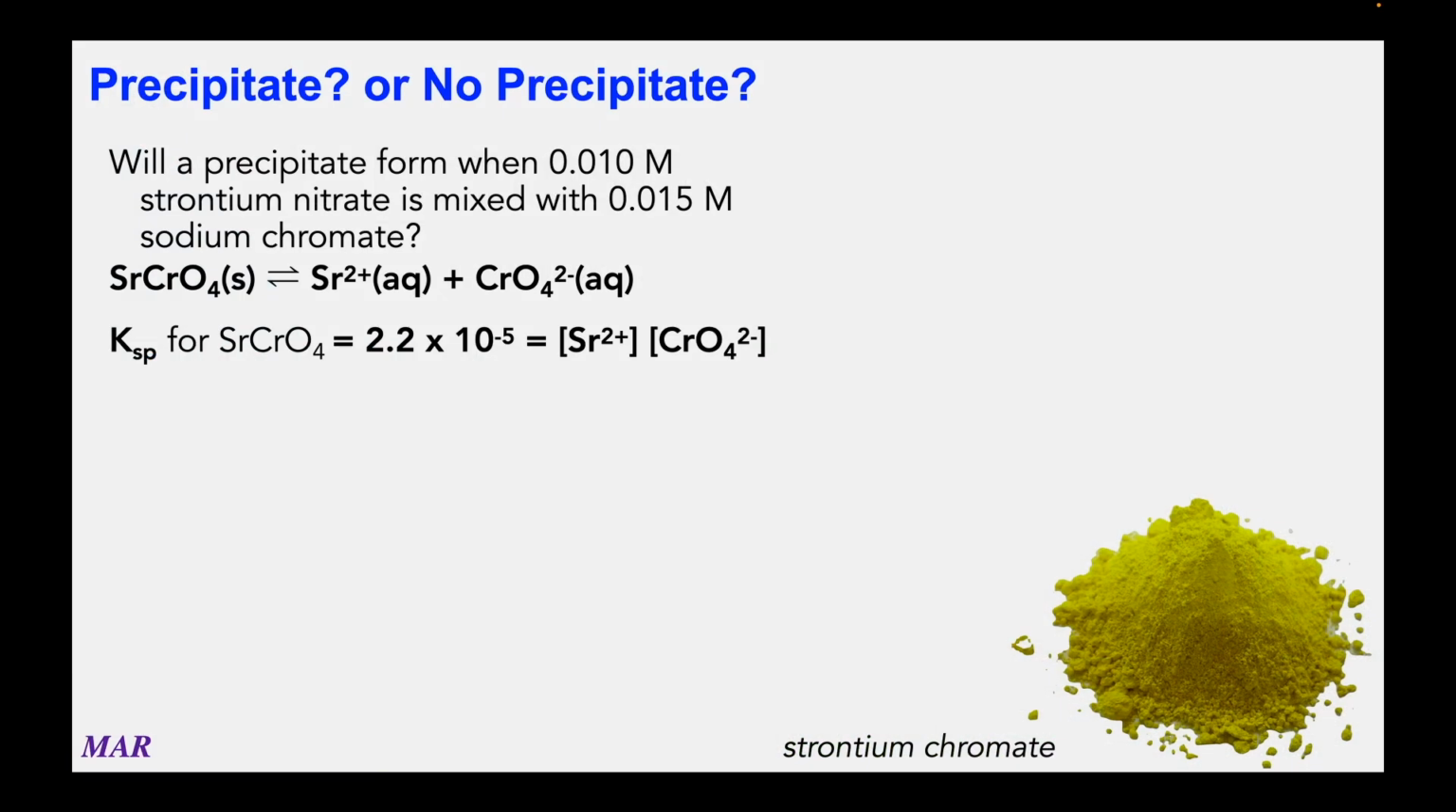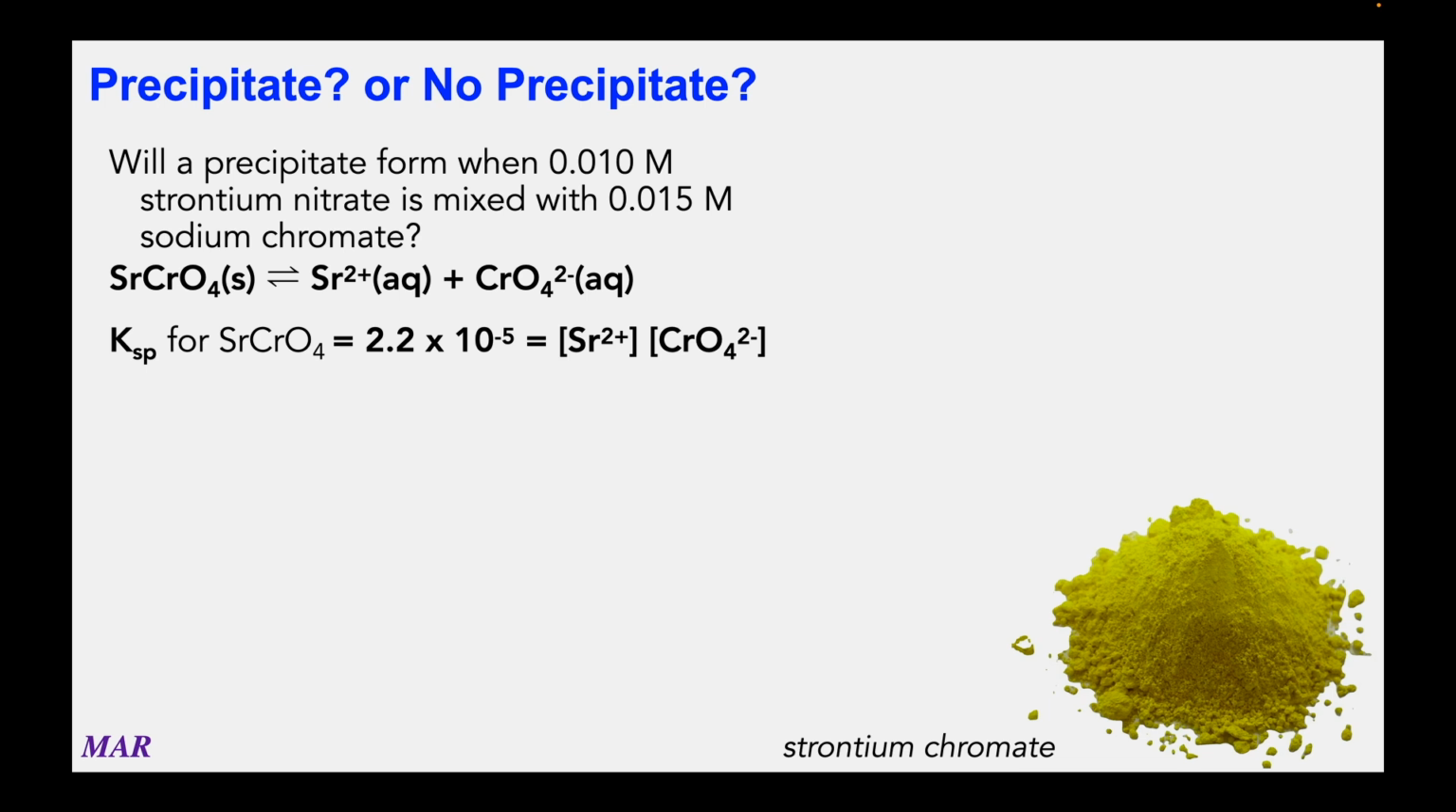This is a question you might run into. It's a "will a precipitate form" question. How these work is you usually have a concentration of the cation and a concentration of the anion, and it says will a precipitate form. To answer these questions, you will need the KSP for the compound you're looking at.